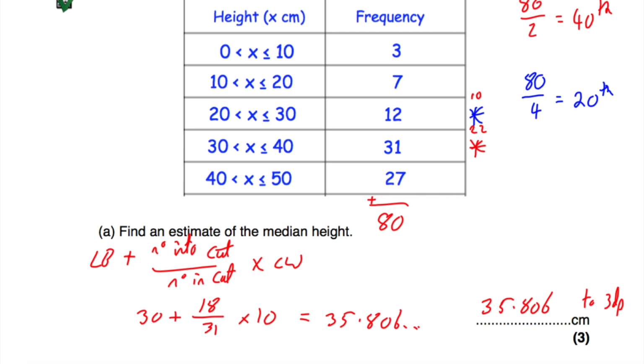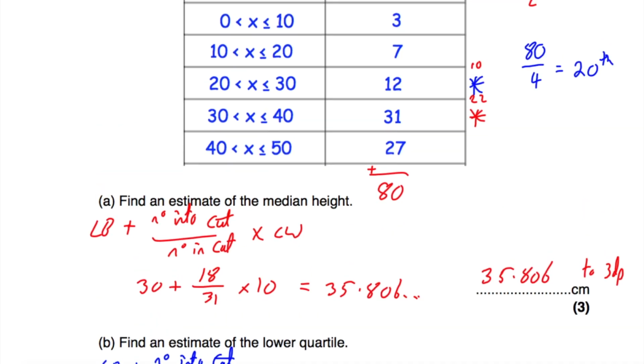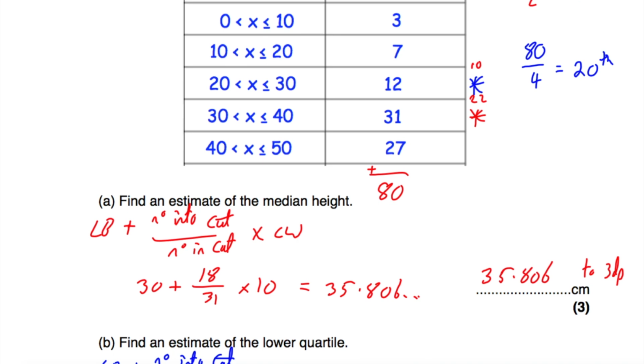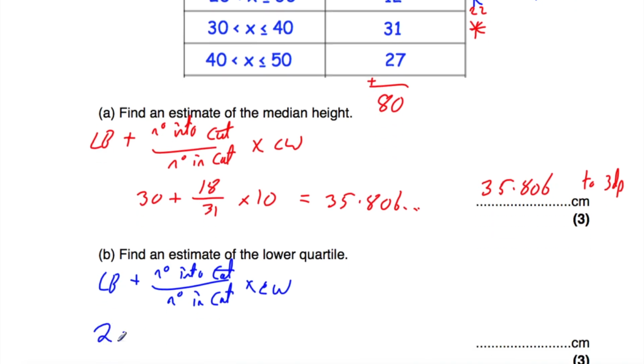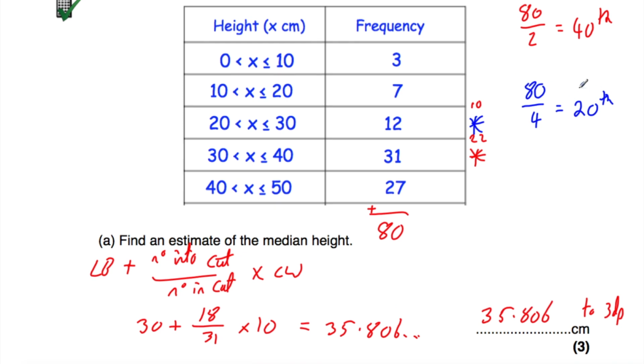Okay, so let's go down here and we're going to use the same formula. The lower bound plus the number into the category, over the number in the category, times the class width. So the lower bound, let's go up here, for this category would be 20. So 20 plus the number into the category. We're looking for the 20th value. We've gone 3 and 7, so we've gone 10 so far, up to the end of the previous category.